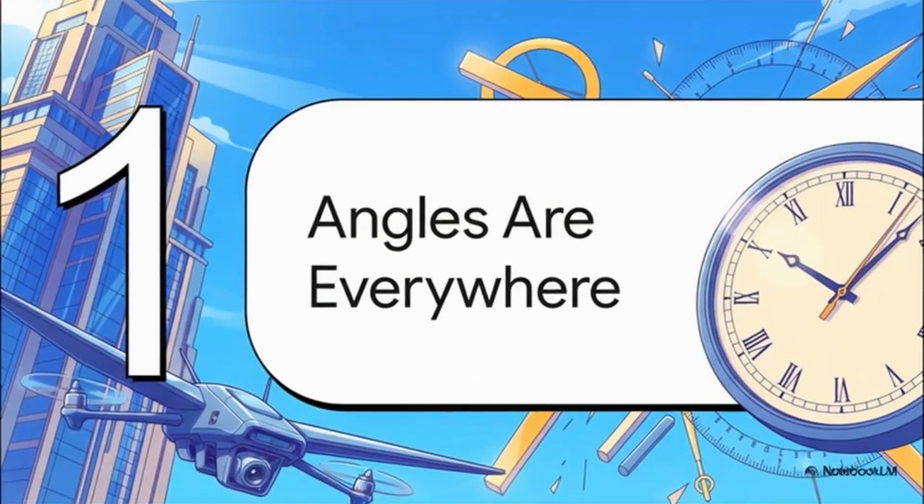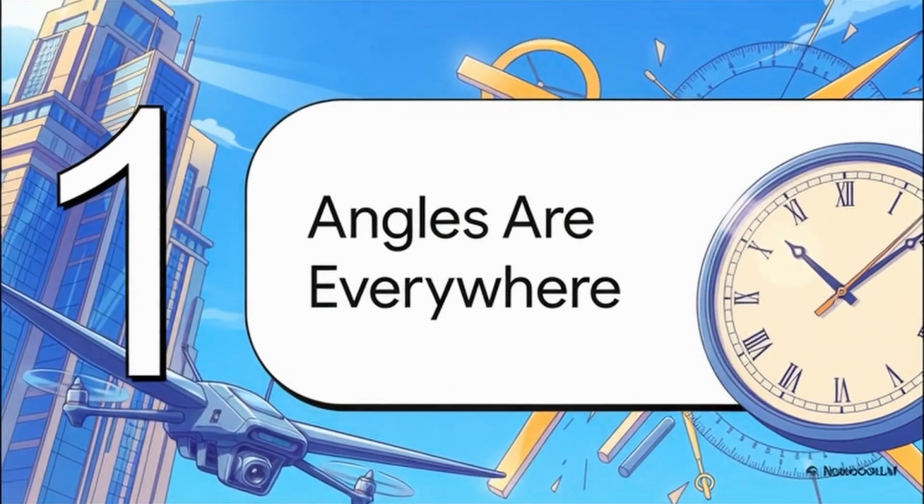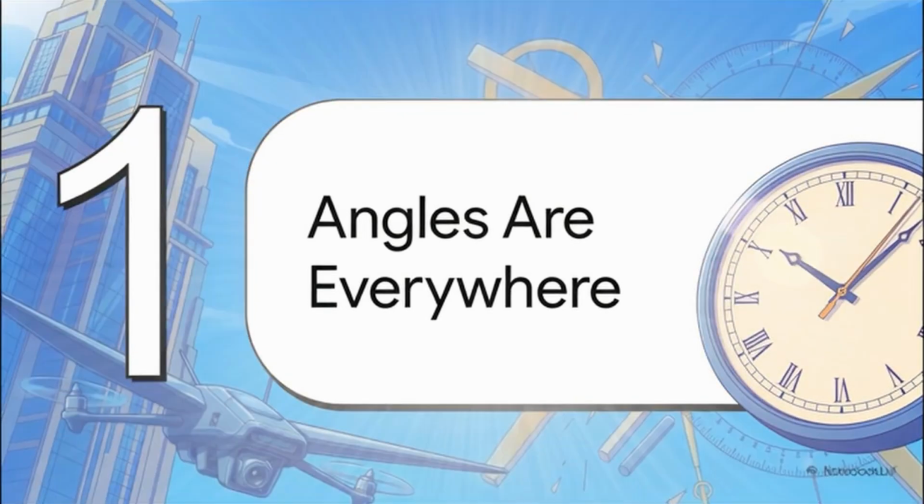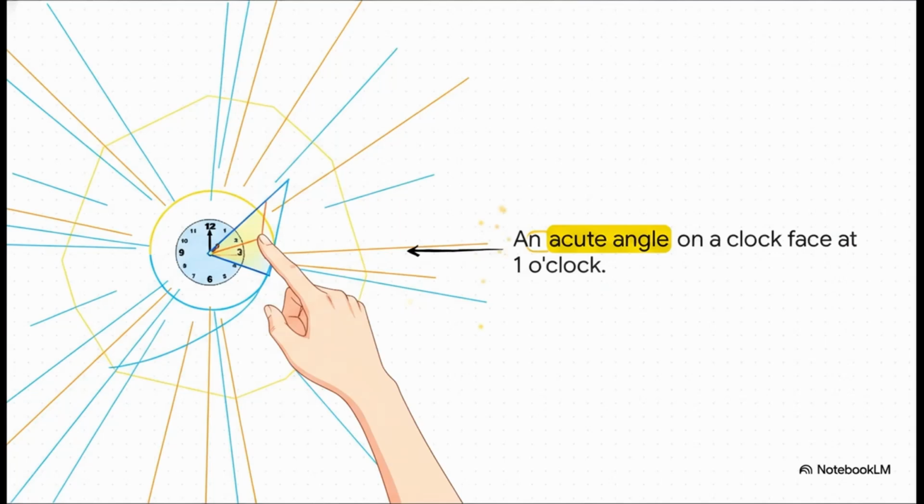They're in the buildings we live in, the technology we use, even in something as simple as a clock. And you know what? That's the perfect place to start. Okay, take a look at 1 o'clock. See that little space between the hands? It's pretty small, right? Kind of sharp. Just hang on to that mental picture for a second.